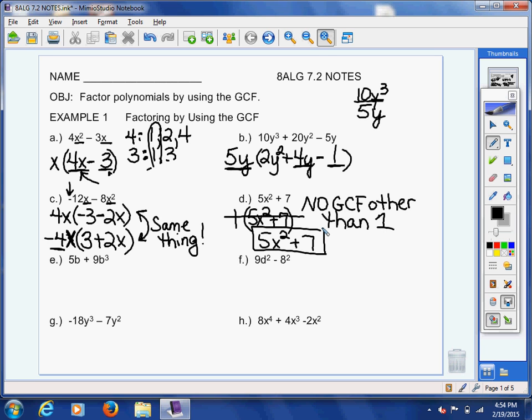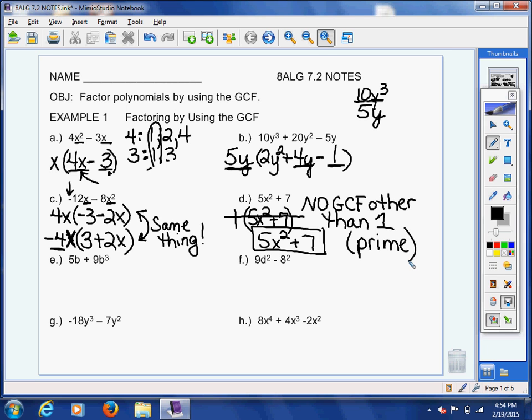Okay, so I just want to make sure I am clear with you. If your GCF is the number 1, exactly the number 1 and only the number 1, no variables, nothing else, then it's not factorable. You just leave it alone. It's what we consider and call prime. This is a prime binomial if the only GCF is a 1.